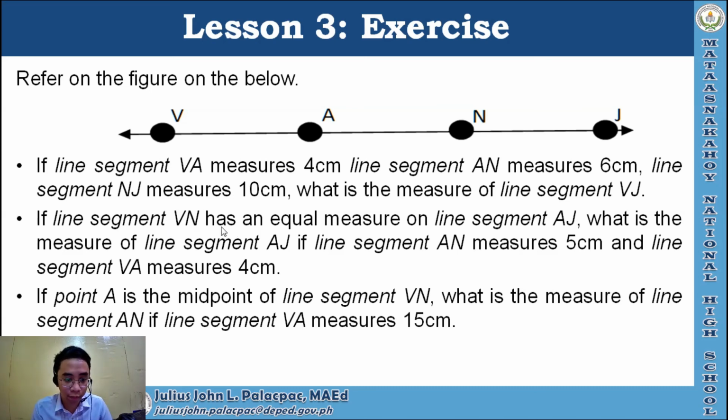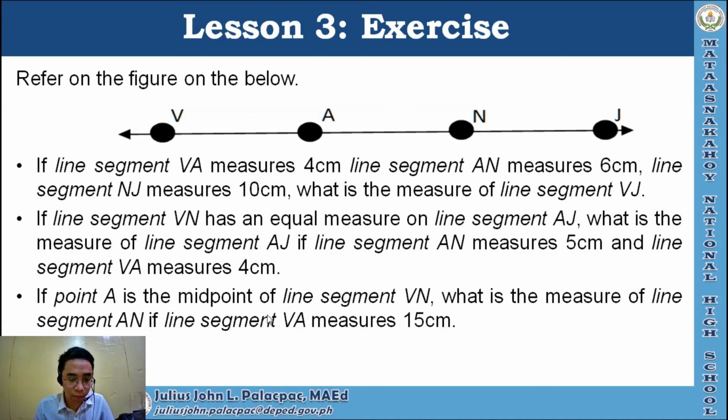If line segment VN is equal to line segment AJ, what is the measure of line segment AJ? If line segment AN measures 5 and line segment VA is 4. So, ito daw if equal, VN equal, AJ equal din, at AN ay 5, VA ay 4. Ano daw measure ni AJ? So ano ba measure ni VN? So, si VN is 4 plus 5 is 9. Kaya 9 cm din si AJ dahil congruent sila ni VN.